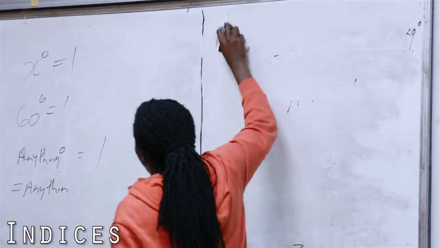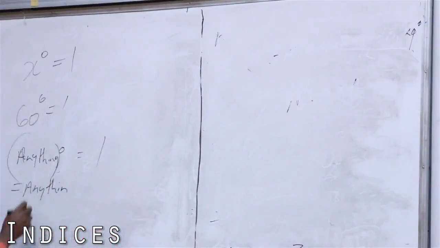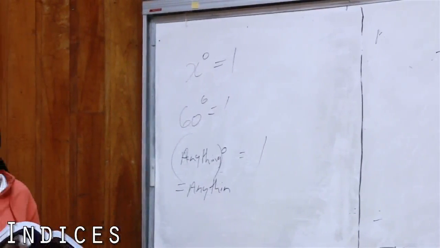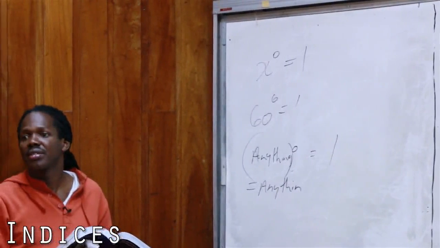So that's why when we say anything to the zero, it has to be in the bracket. For all of them equal one. All things raised to zero. See that?